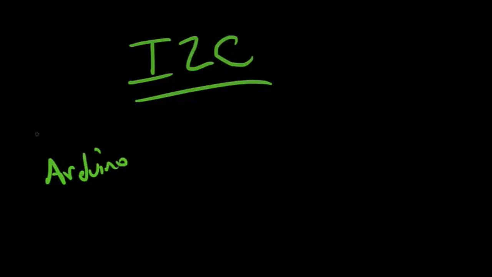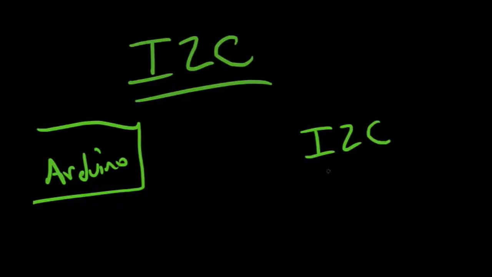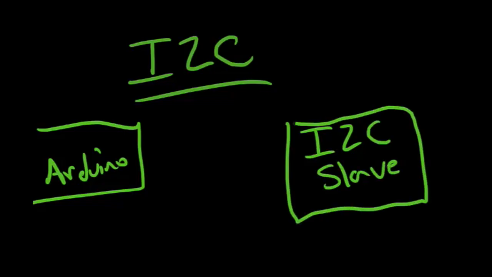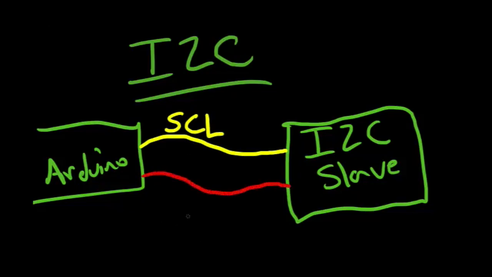So here if I redraw it, I'm going to put the Arduino on the side now. And then we'll have some other device called an I2C slave. I'll put this in this box. And so there's actually two wires that are needed. So I'm going to use this yellow one to represent the SCL line. And then I'm going to use this red line to represent the other wire, the SDA wire. So SCL and SDA.